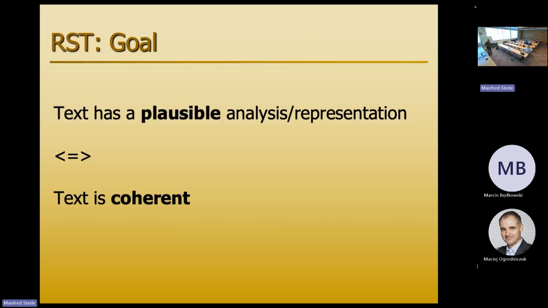In the end, the overall goal of eRST, as Thompson and Mann phrased it, is that if the text has a plausible analysis of tree structure, then it's a coherent text. So it's meant as an account of text coherence in both ways, right? If coherent, there should be an analysis, and vice versa.